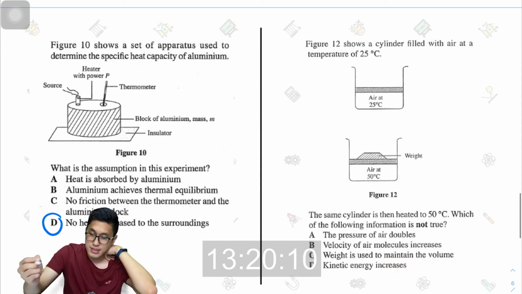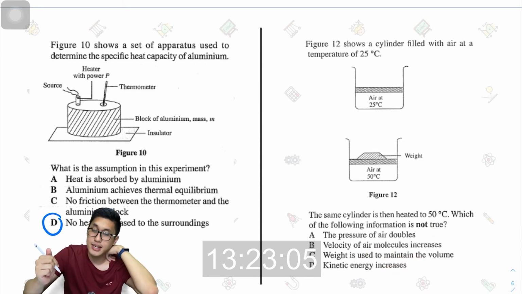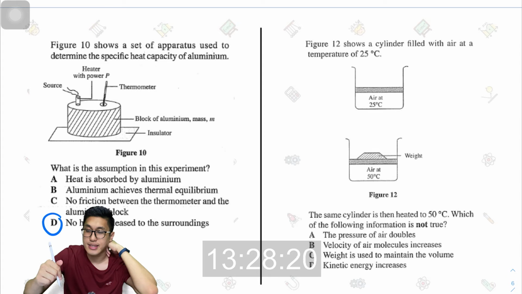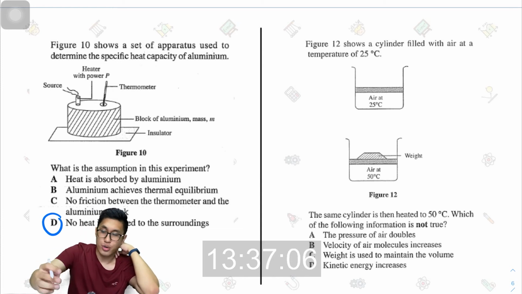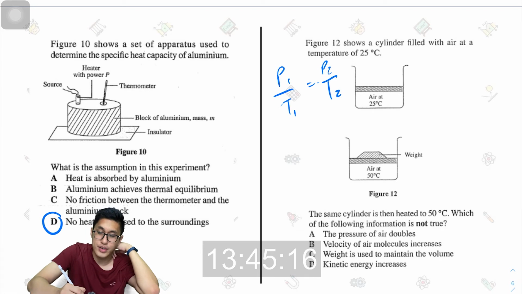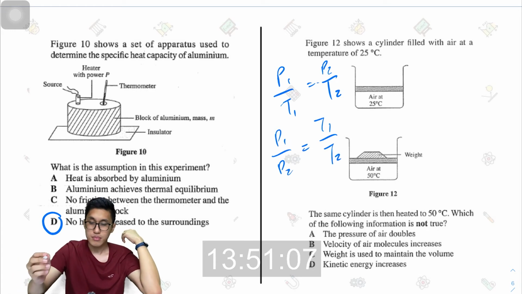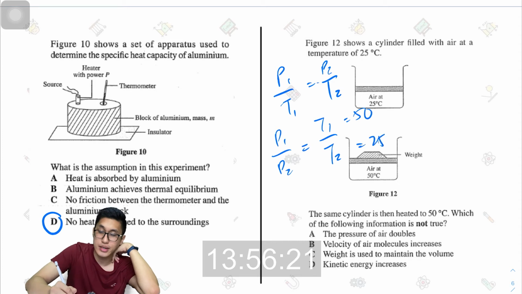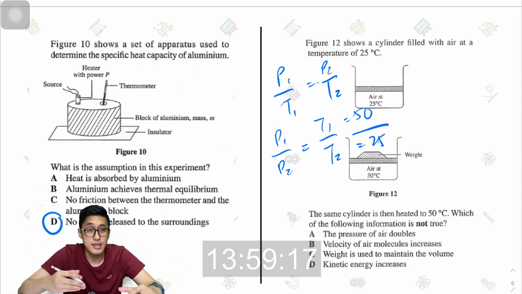Okay, next, figure 12 shows a cylinder filled with air at a temperature of 25 degrees Celsius. So the same cylinder is then heated to 50 degrees Celsius. Which of the following information is not true? Number one, the pressure of air doubles. Okay, so the relationship between pressure and temperature is P1/T1 = P2/T2. So if I move this around, P1 over P2 is equals to T1 over T2. Now, if I were to write it as 50 degrees Celsius and 25 degrees Celsius, I'll definitely get a ratio of 2. So that means it has doubled.